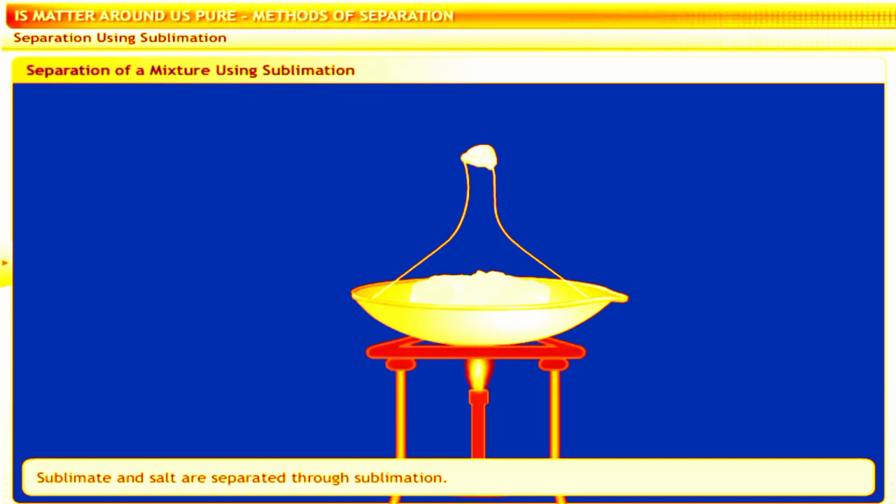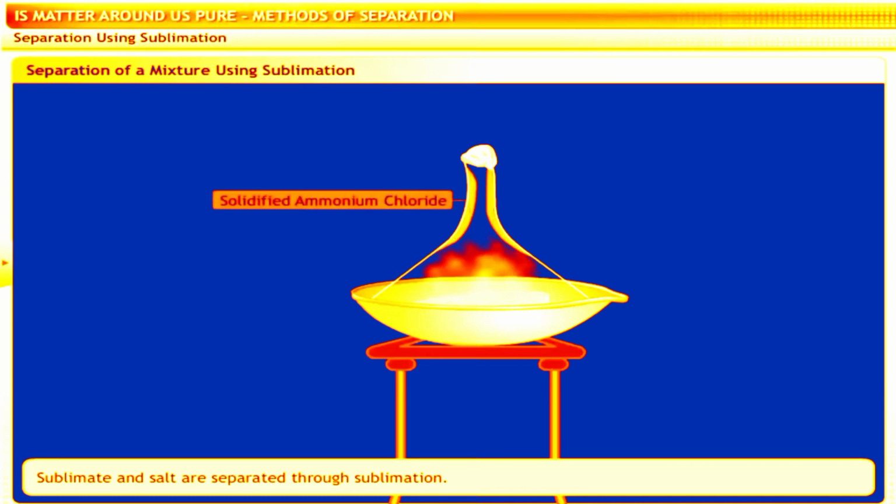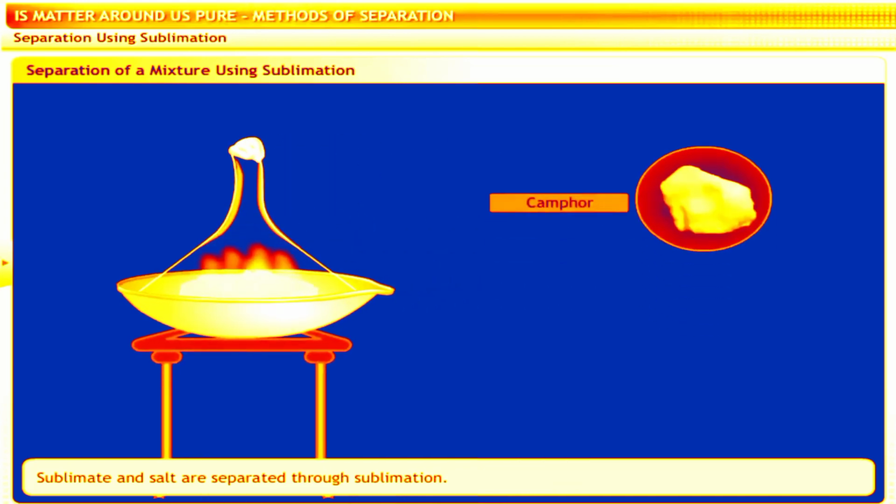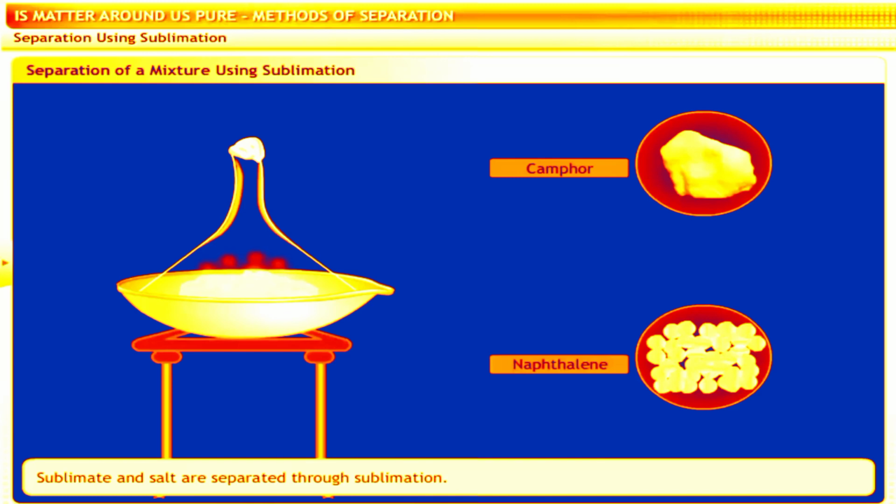Heat the mixture. In a short while, you will see vapors of ammonium chloride. Stop heating and allow the setup to cool. You will see a fine, white powdery deposit on the sides of the funnel. This is solidified ammonium chloride. Solids like camphor, naphthalene, and anthracene are examples of solids that sublimate.